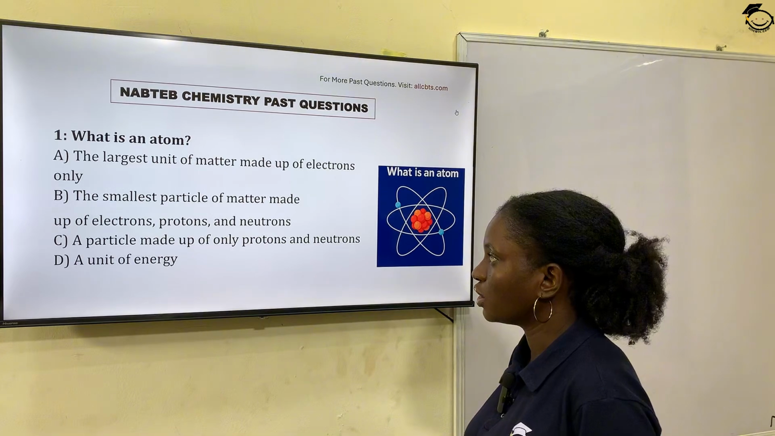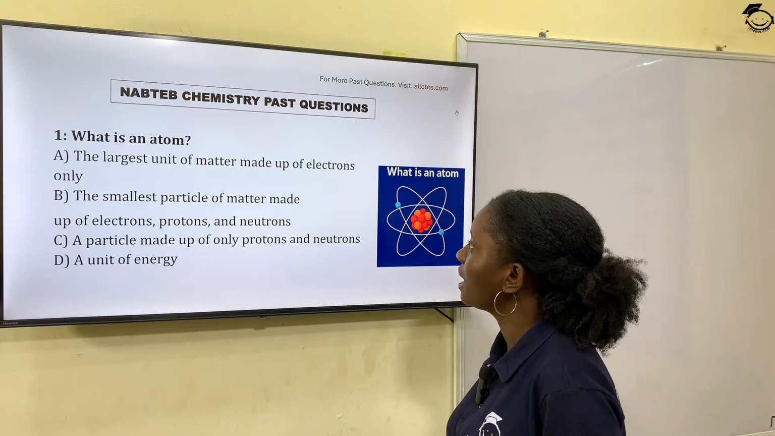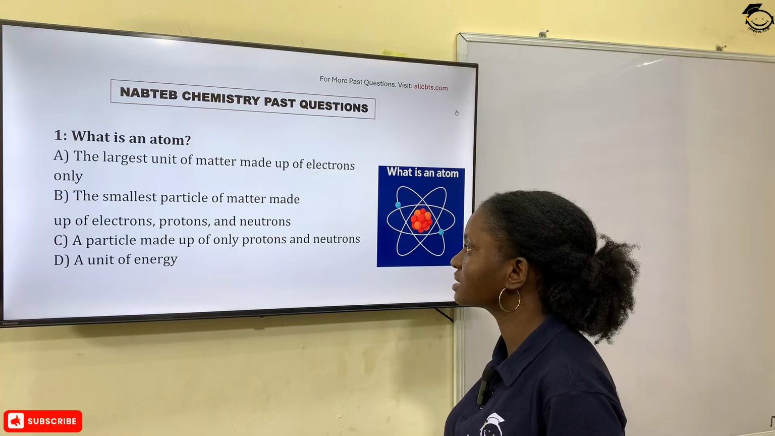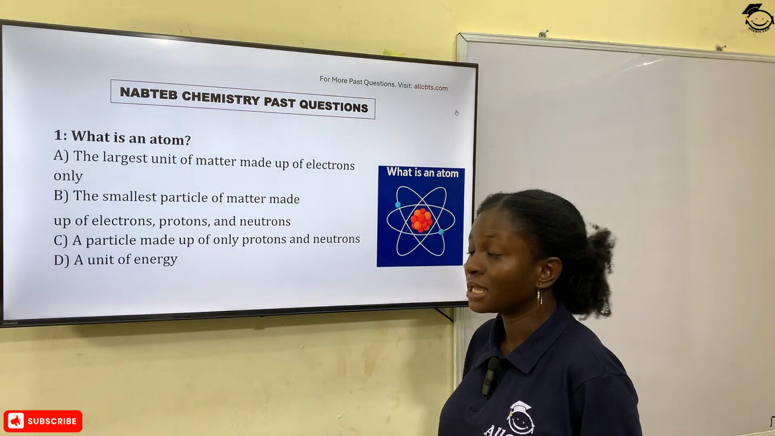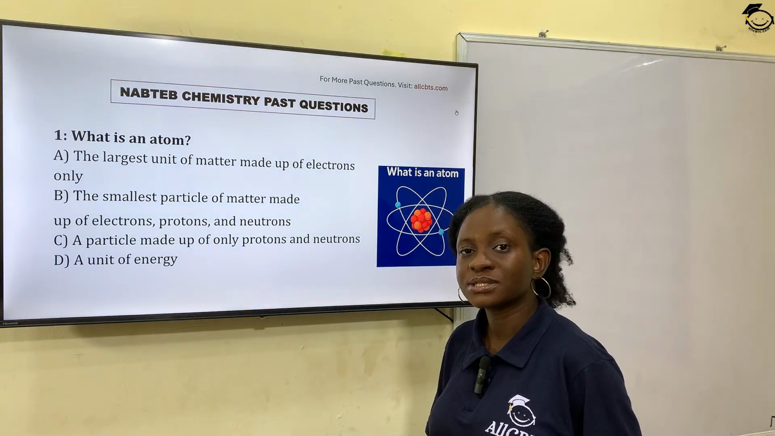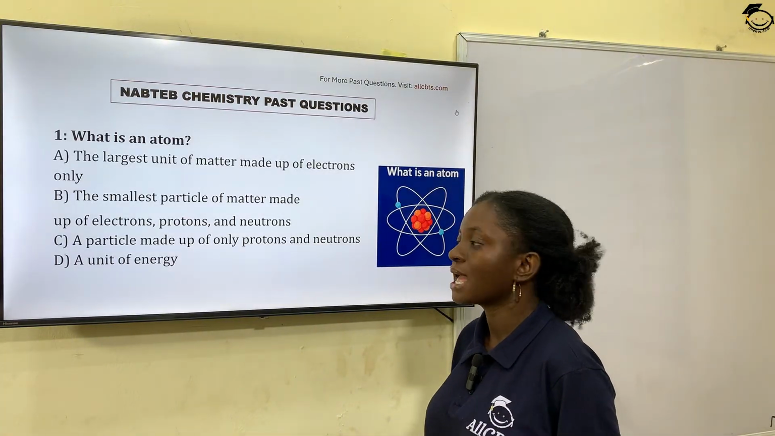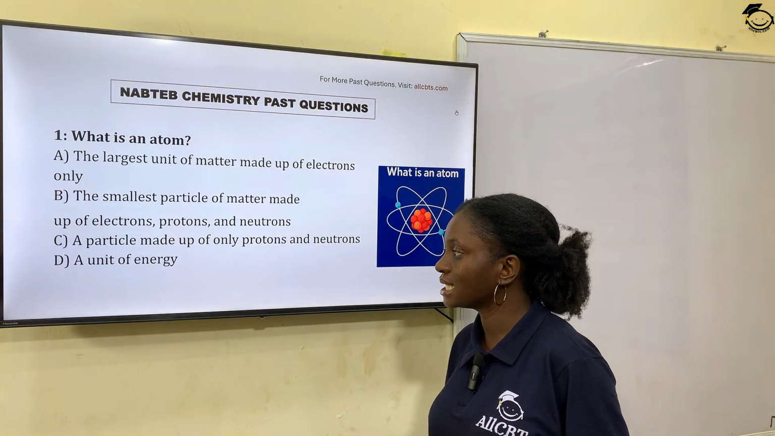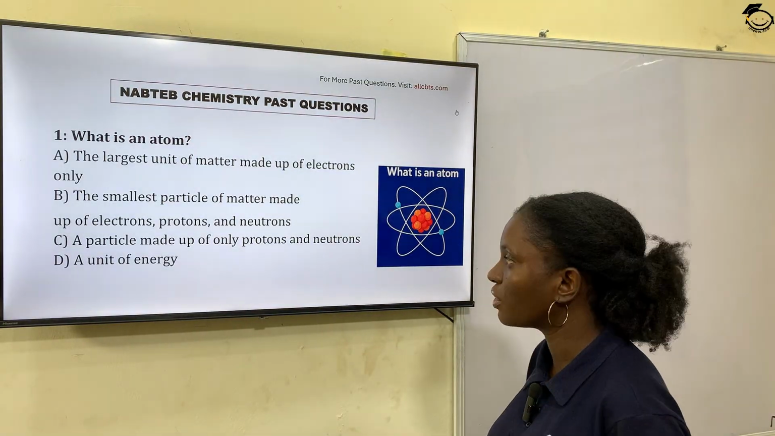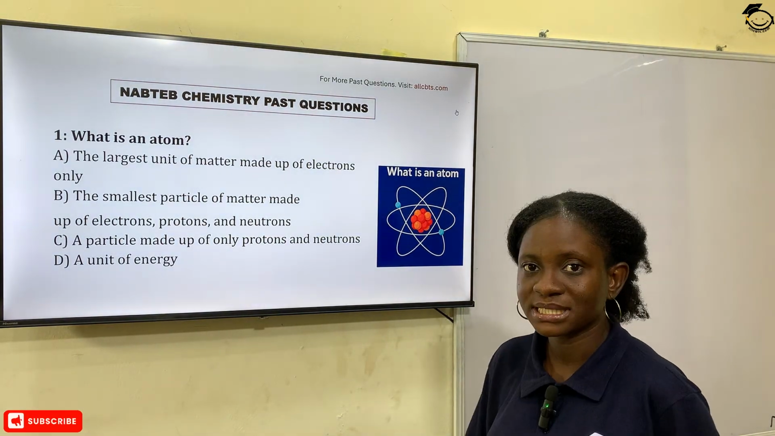So let's take a look at the options. Option A, the largest unit of matter made up of electrons only. Option B, the smallest particle of matter made up of electrons, protons, and neutrons. Option C, a particle made up of only protons and neutrons. D, a unit of energy. So which one is the correct answer to the question? Option B is the correct answer.